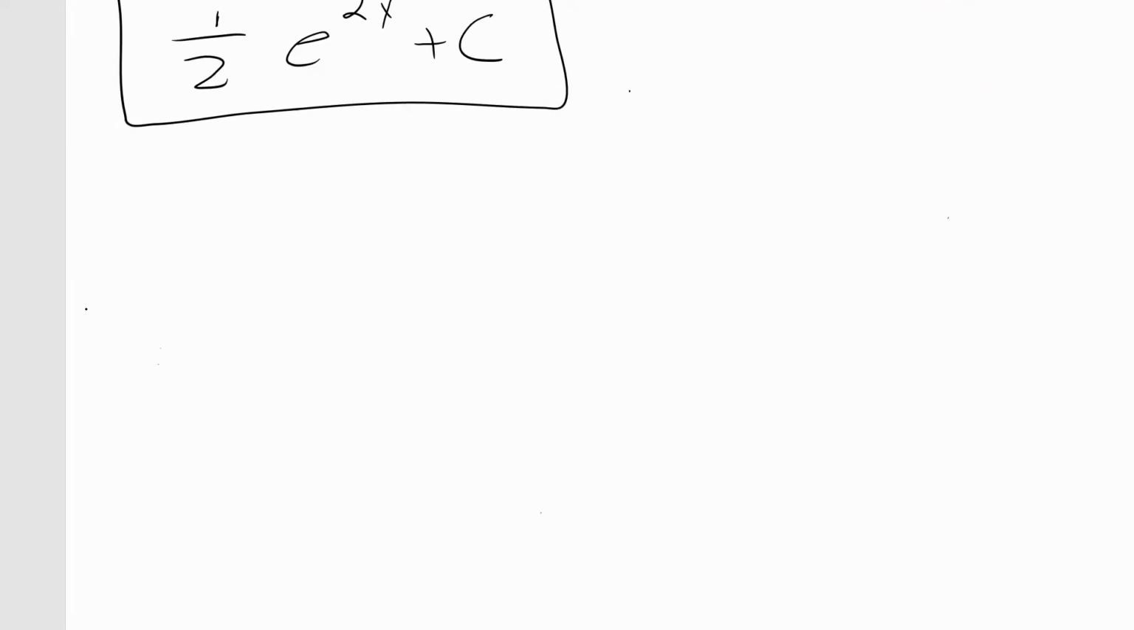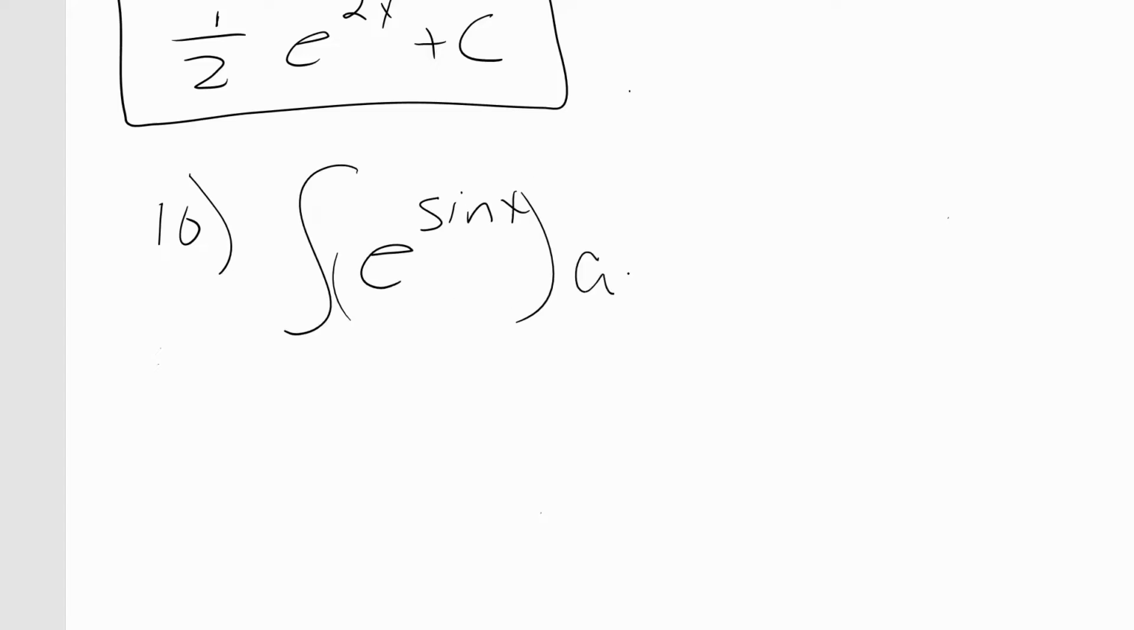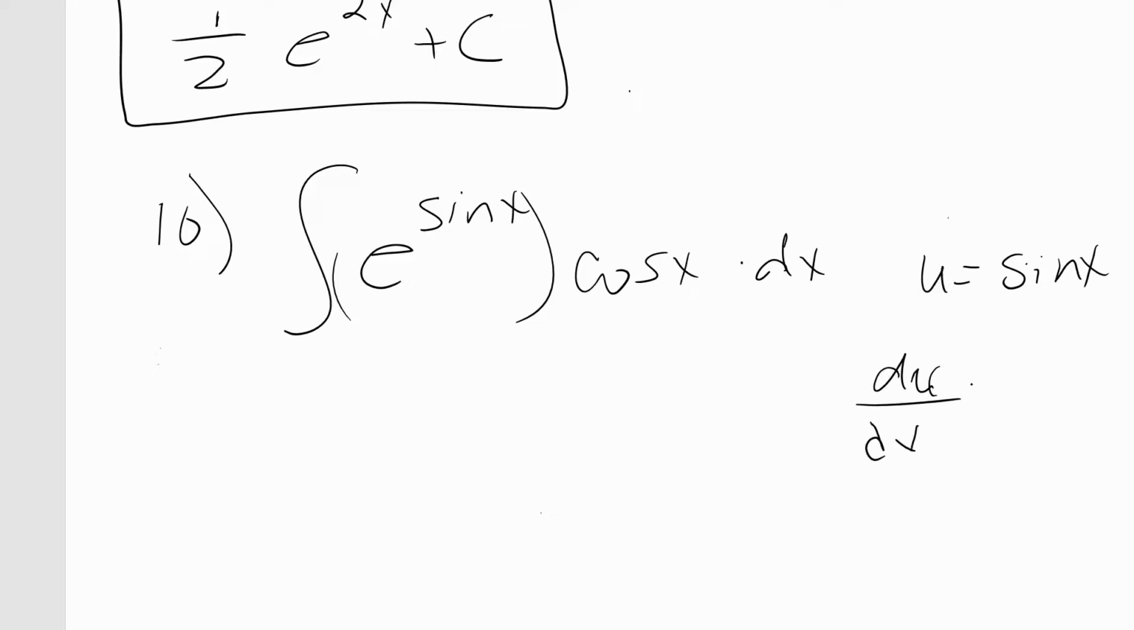All right, well, they don't always work out as nicely as that one did. So number 10, the integral of e to the sine x, all of that times cosine x dx. This is still an exponential function. I still want to choose u to be my exponent, which is sine x. This works out very nicely because the derivative of sine x is cosine x. So I get du equals cosine x dx.